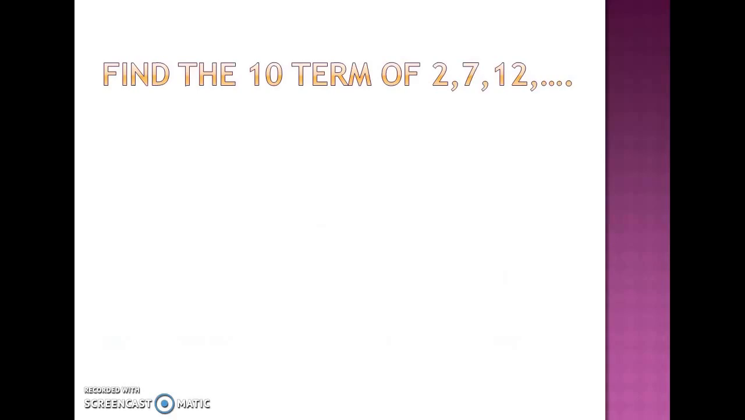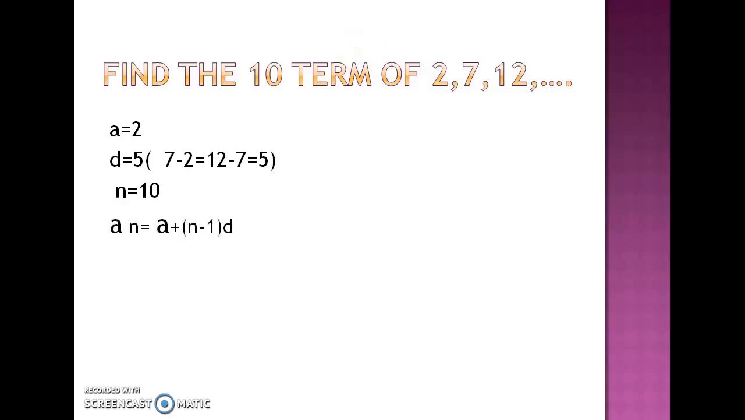Let us do some problems. The question is, find the 10th term of 2, 7, 12, etc. A is 2, D is here 5. By subtracting 2 from 7, you will get 5. And the number of terms is already given, that is 10. So we should find A10 by using the formula An equals A plus (n minus 1) into D.